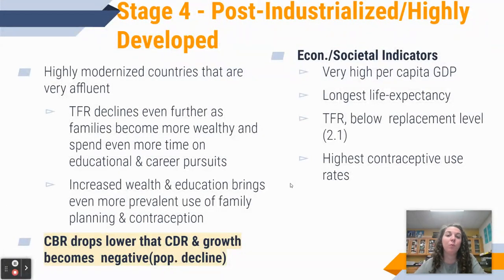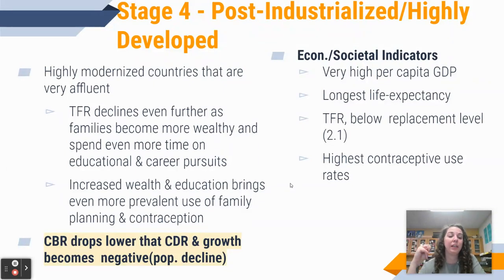And then we also have what we call post-industrialized or highly developed nations. There aren't a ton of these in the world, okay? So these are going to be highly modernized and they're going to be very affluent countries. So this is where in that graph, our birth rate and our death rate start to come pretty close to each other. So that TFR is going to keep declining as families become more wealthy and spend more money and time on education and careers. We're going to see that increased wealth and education. That's going to bring with it even more use of family planning and contraception.